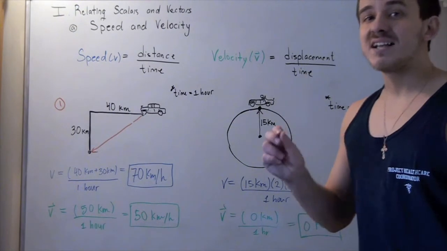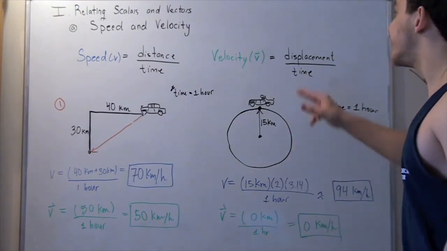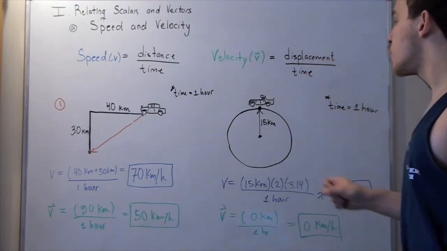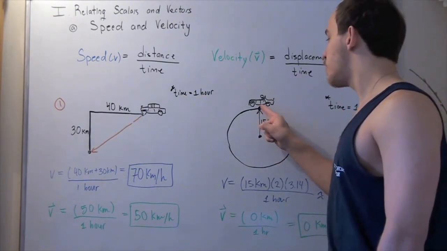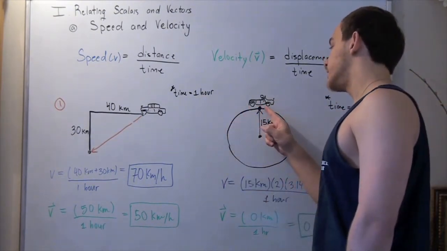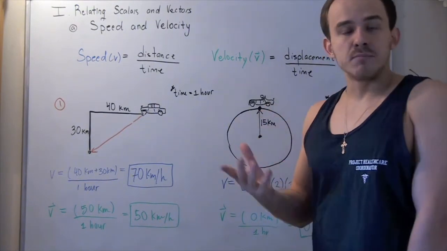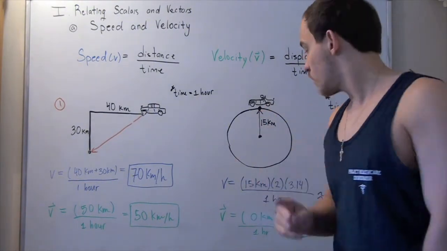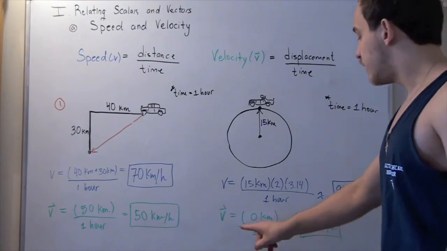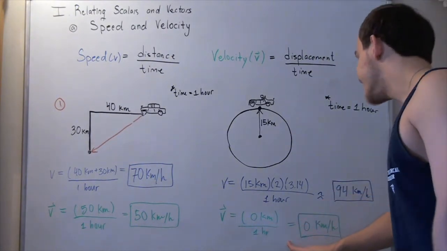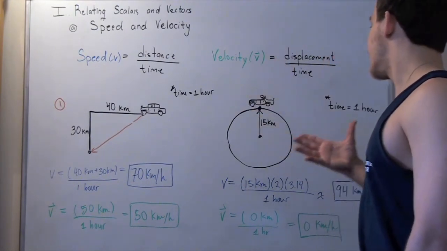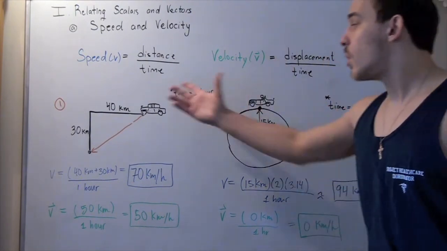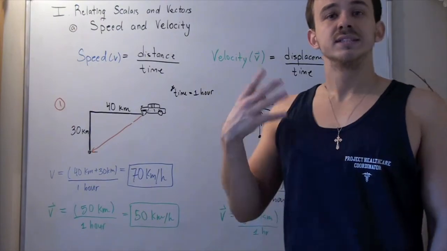What is my velocity? Well, my velocity is my displacement divided by my time. What's the displacement of my car when it travels from this point back to that same point? Well, my displacement is none. My displacement is 0. So 0 kilometers divided by 1 hour gives me 0 kilometers an hour. And that is my velocity. So note that my velocity and my speed in both cases are completely different.